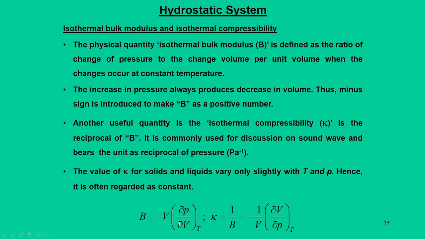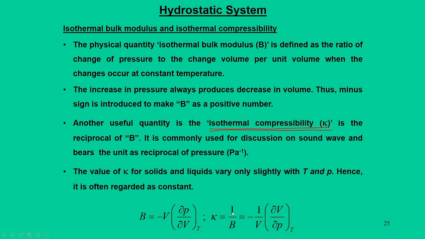Similarly, we have another quantity that can be derived as the reciprocal of B, and we call this the isothermal compressibility. This particular parameter is mostly used when you deal with the speed of sound, and we use it in compressible fluid mechanics or compressible flow. It is nothing but the reciprocal of the isothermal bulk modulus, and it is represented by kappa, which is equal to 1 by B, and that is equal to minus 1 by V (∂V/∂P) at constant temperature.